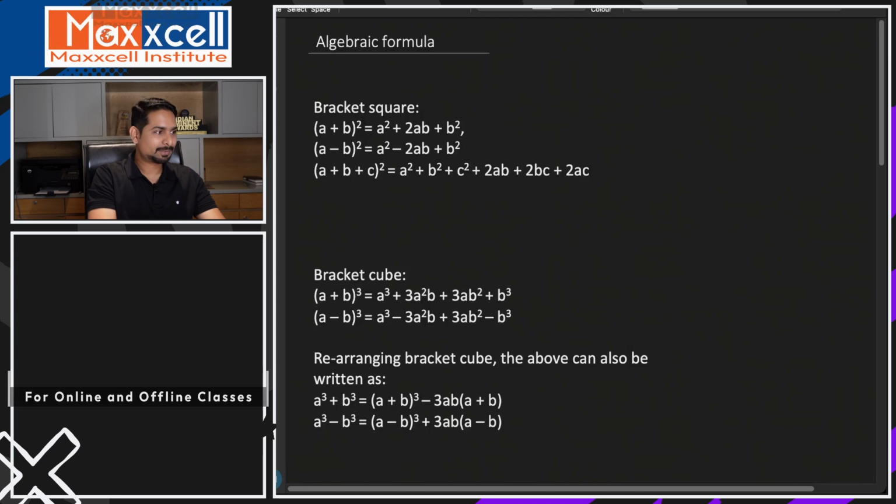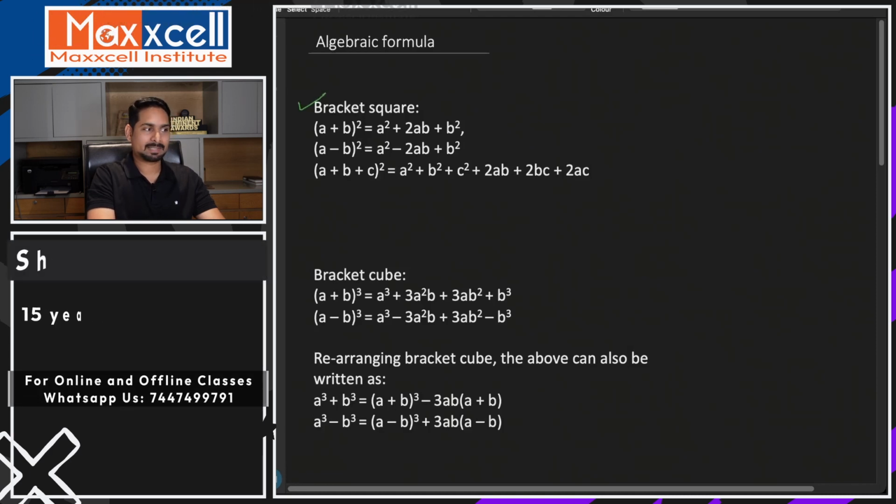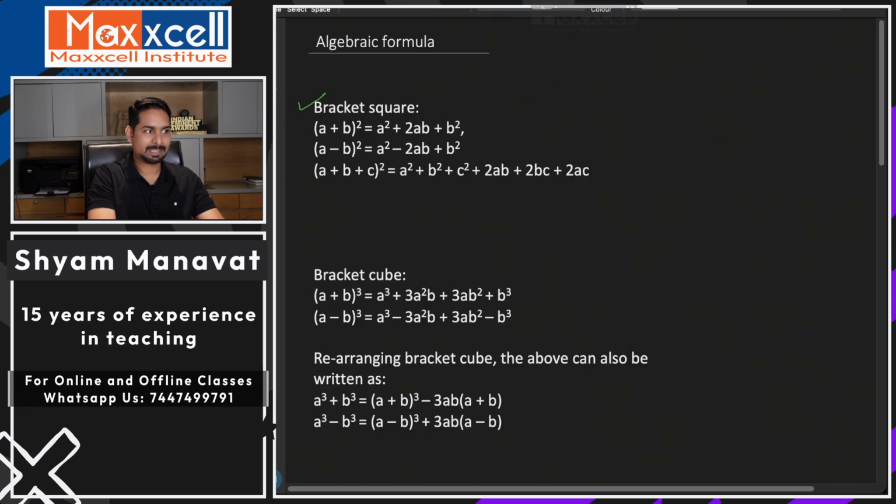So the first set of formulas are bracket square. I am sure you are aware about (a plus b) square, which is a square plus 2ab plus b square. I have seen some students write (a plus b) whole square as a square plus b square plus 2ab. If you write it like that instead of a square plus 2ab plus b square, it's not wrong. But I do not advise this. Why? I will tell you later in this same video.